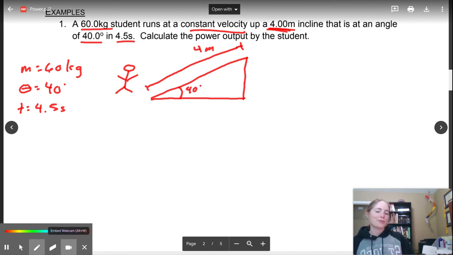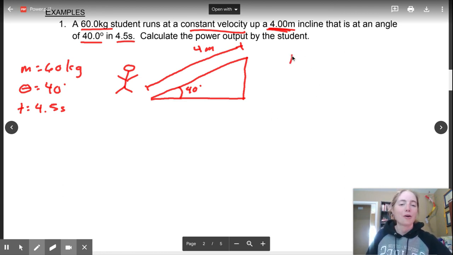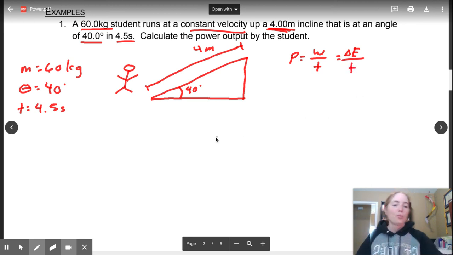So let's think about this for a moment, ladies and gentlemen. This is a bit of a tricky one. We need to think about what information we have in order to solve this problem. Because our two potential solutions: power is either work over time, or we can use a change in energy over time. Well, work is equal to force times distance times cosine theta. Well, we have distance.